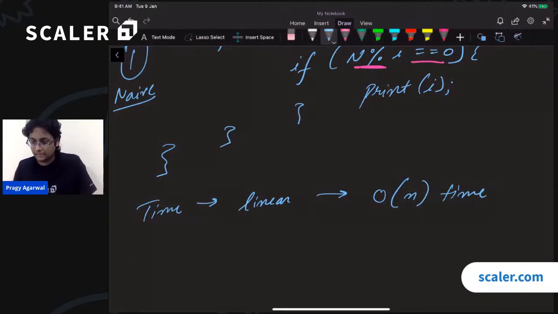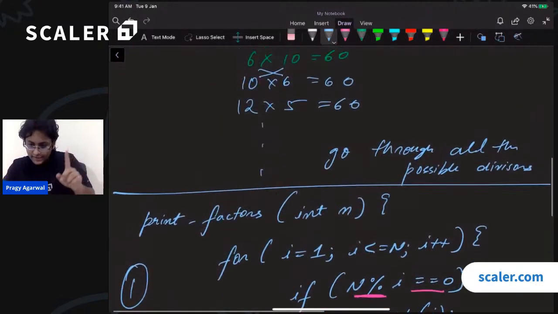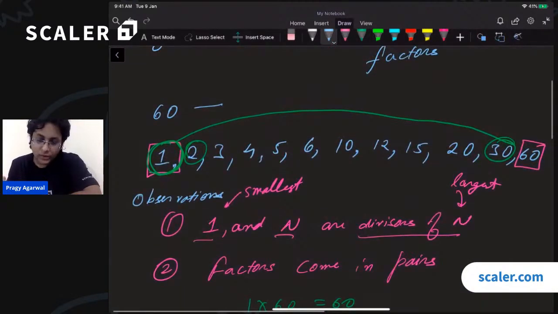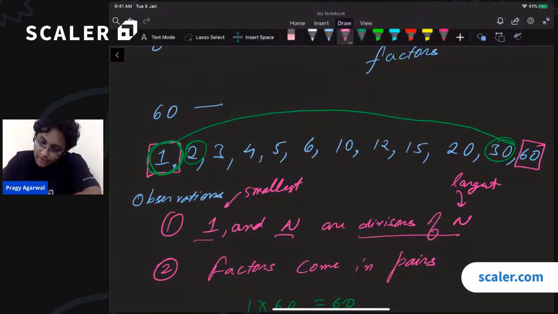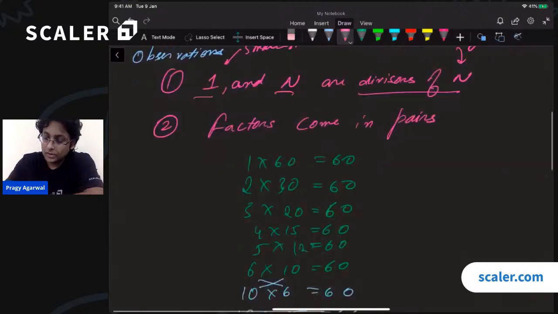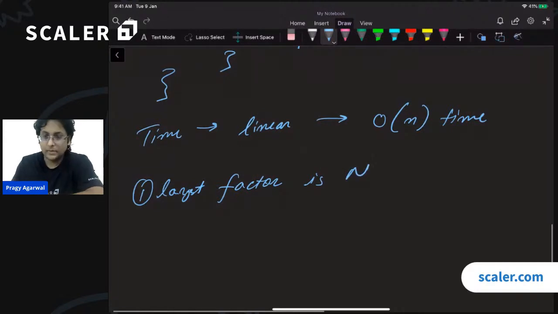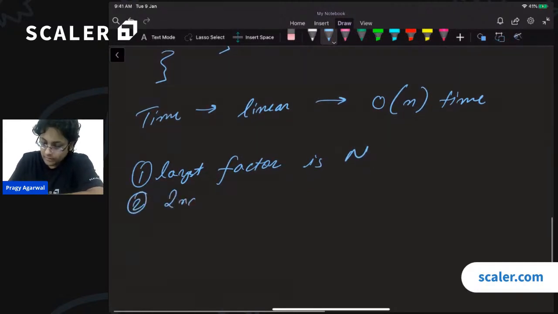Well, certainly we can. So the first thing that you will notice over here is that whenever you are looking at these numbers, we know that the largest factor is the number itself, right? The largest factor is the number itself. But what is the second largest factor? How big can the second largest factor be? So I know that the largest factor is n itself, right? What about the second largest factor?